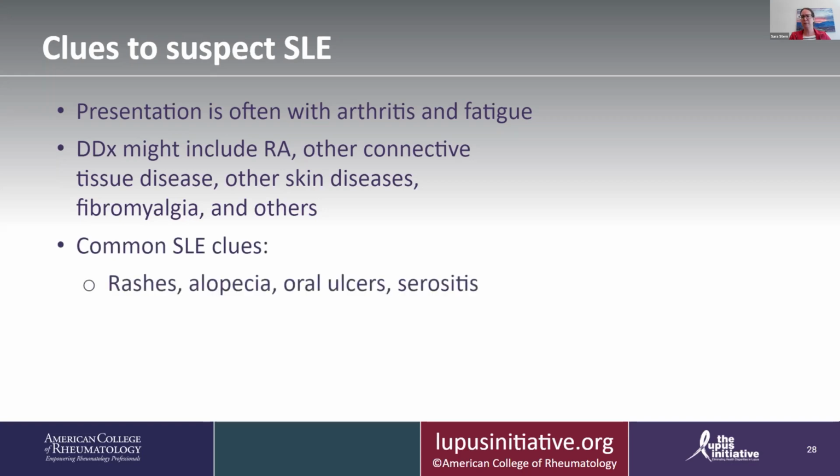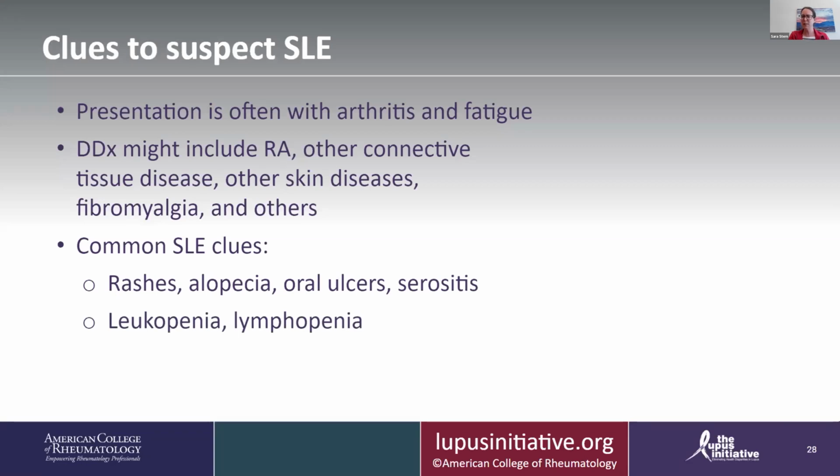So here are clues. They have rashes, interesting rashes, rashes that don't look like your typical rashes, rashes that make your gut go, something is not right. This isn't just eczema. Alopecia, right? Their hair thins and they have the frontal temporal pattern in general. Oral ulcers that don't hurt, usually on the posterior palate, serositis. They can have lymphopenia or leukopenia.